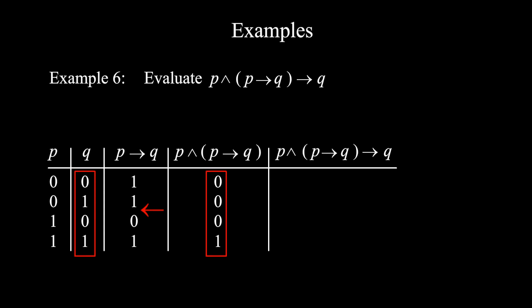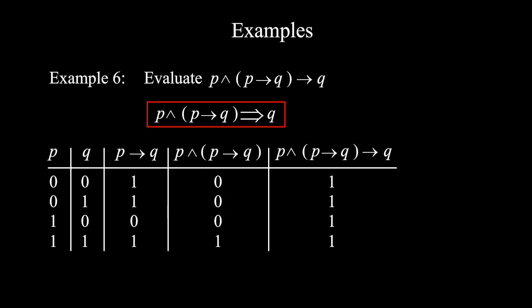We look at the rows which have 1 in the fourth column and 0 in the second column. But we find none of such rows. So all values are ones. So this is a tautology and we put this symbol for this implication. This is called modus ponens in rules of inference. We'll focus on this in the next videos.